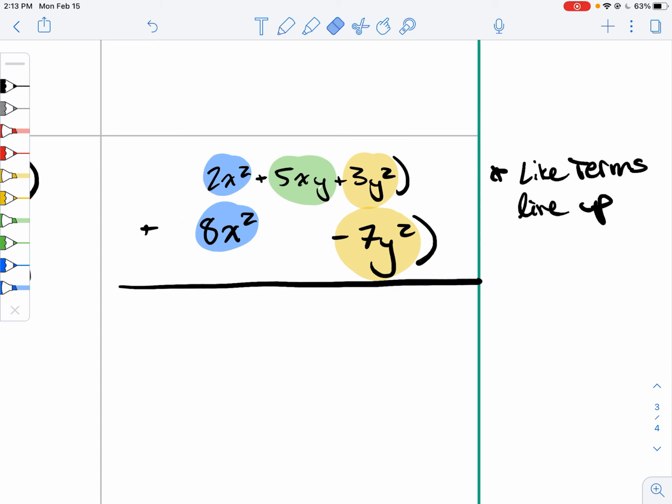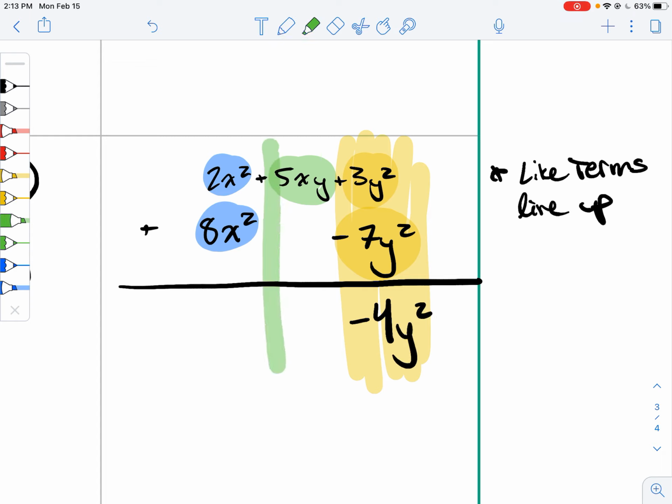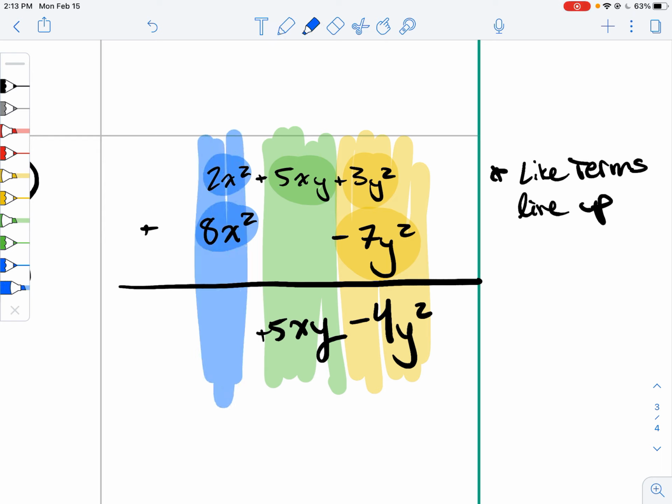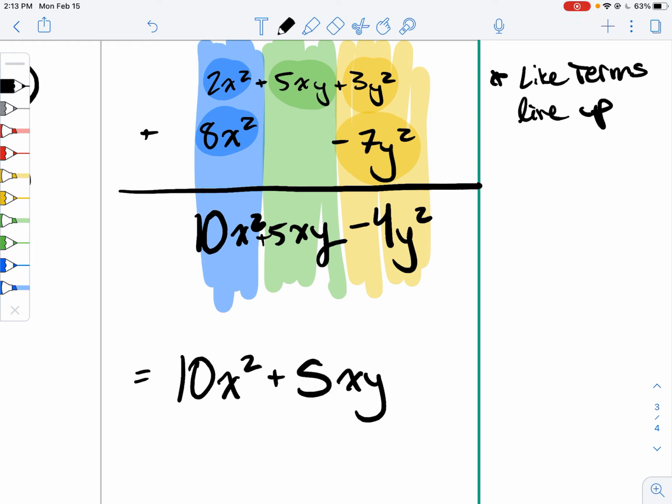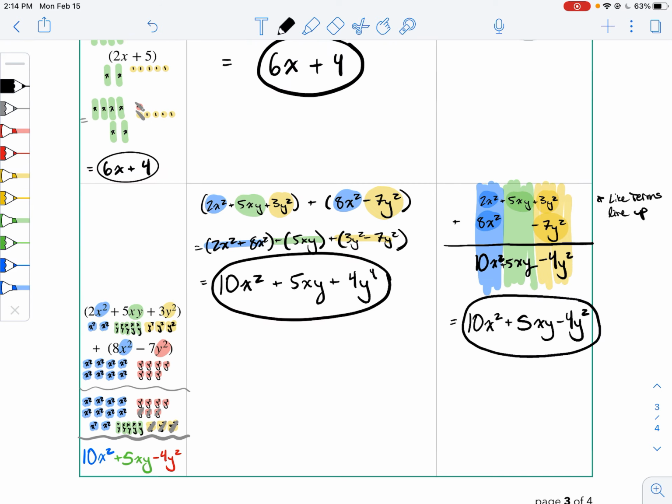And now we just add up every column. So 3y minus 7y gives us a minus 4, and by y I of course mean y squared, minus 4y squared. 5xy plus nothing is still a 5xy. And then 2x squared plus 8x squared gives us a 10x squared. So our final answer is yet again 10x squared plus 5xy minus 4y squared. Ta-da! Same answer. What did I do wrong?